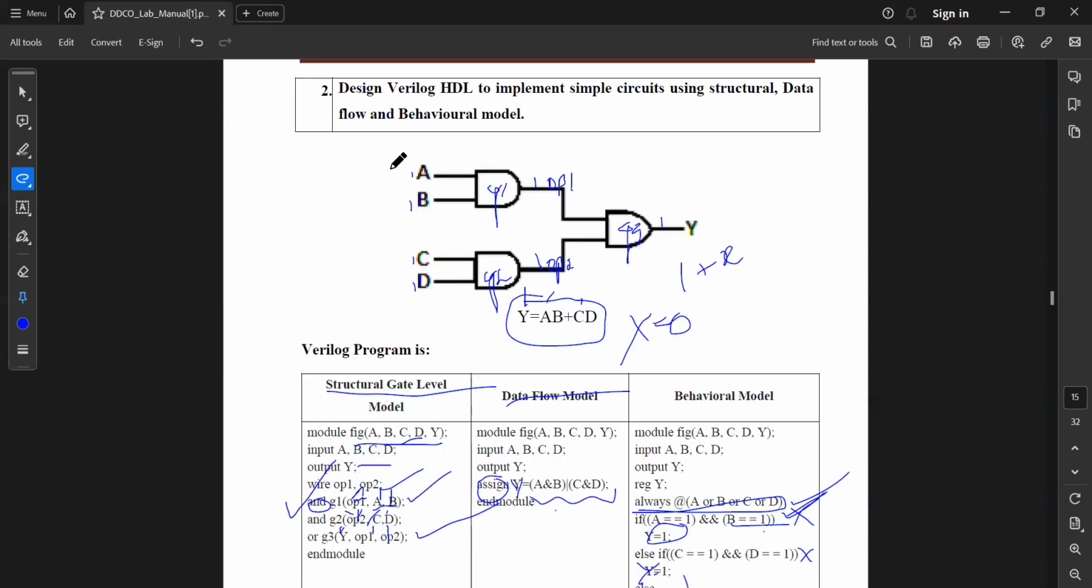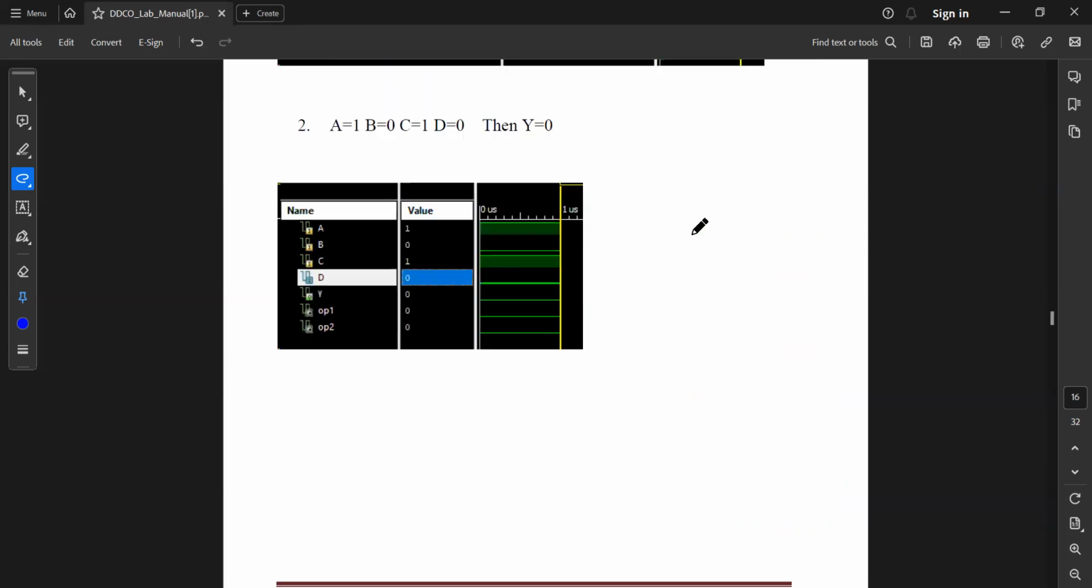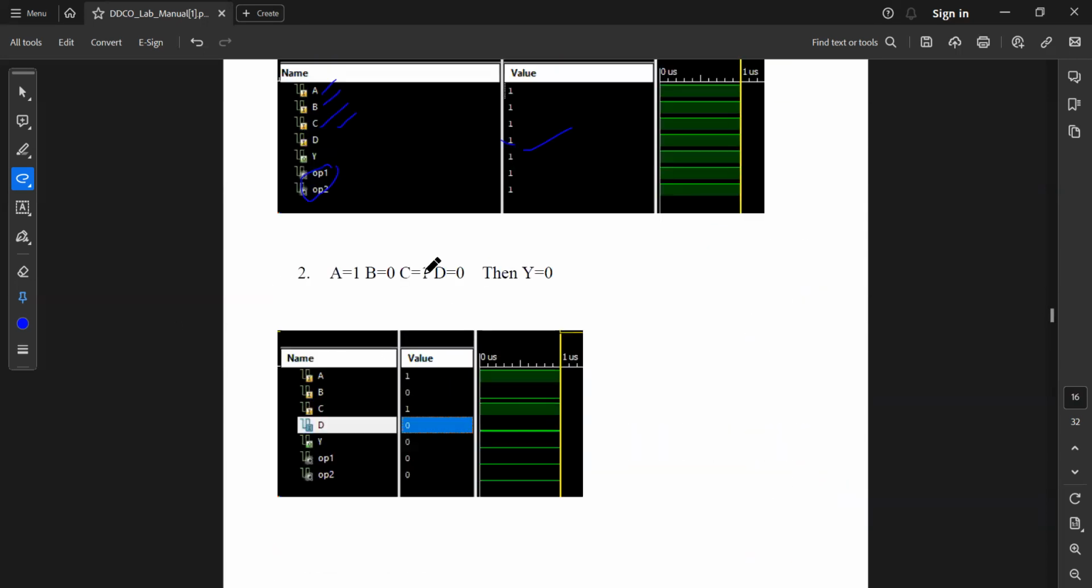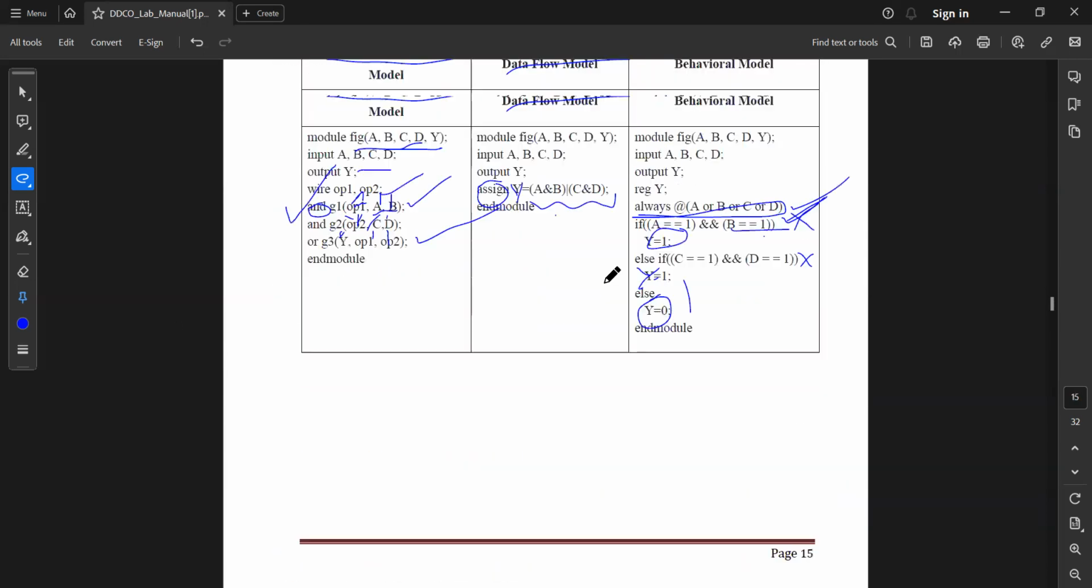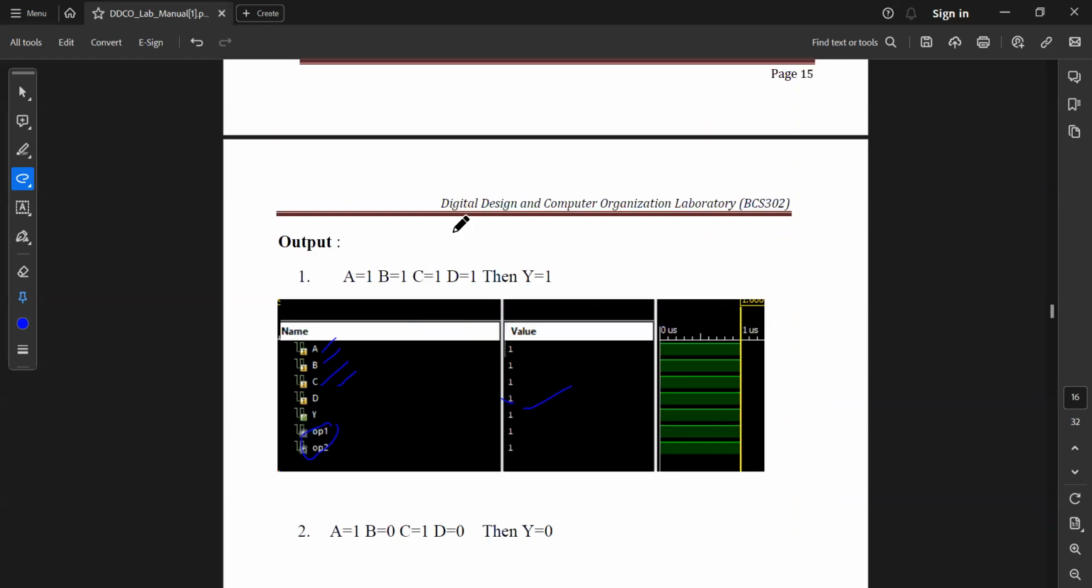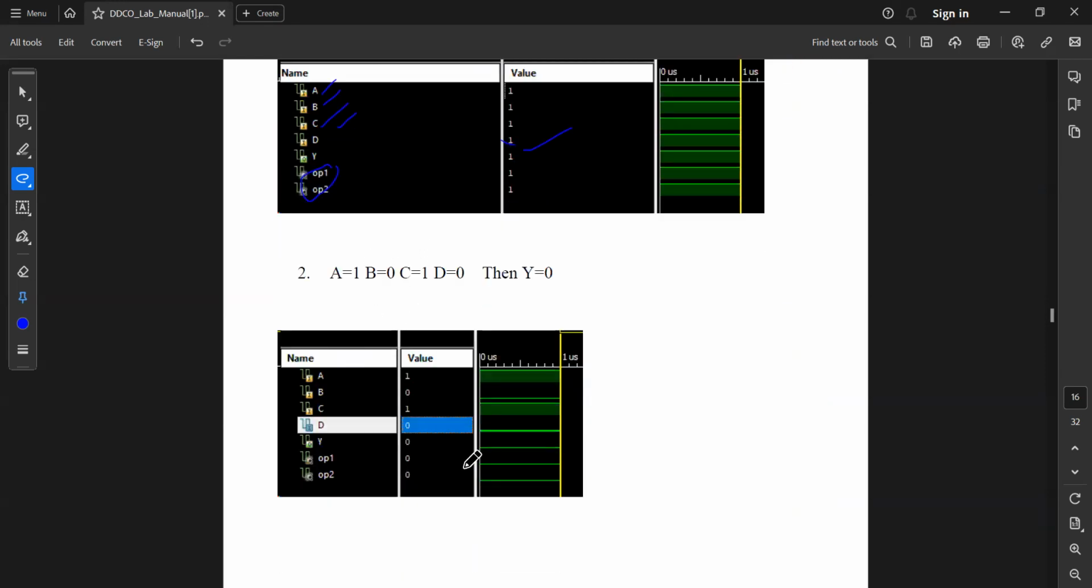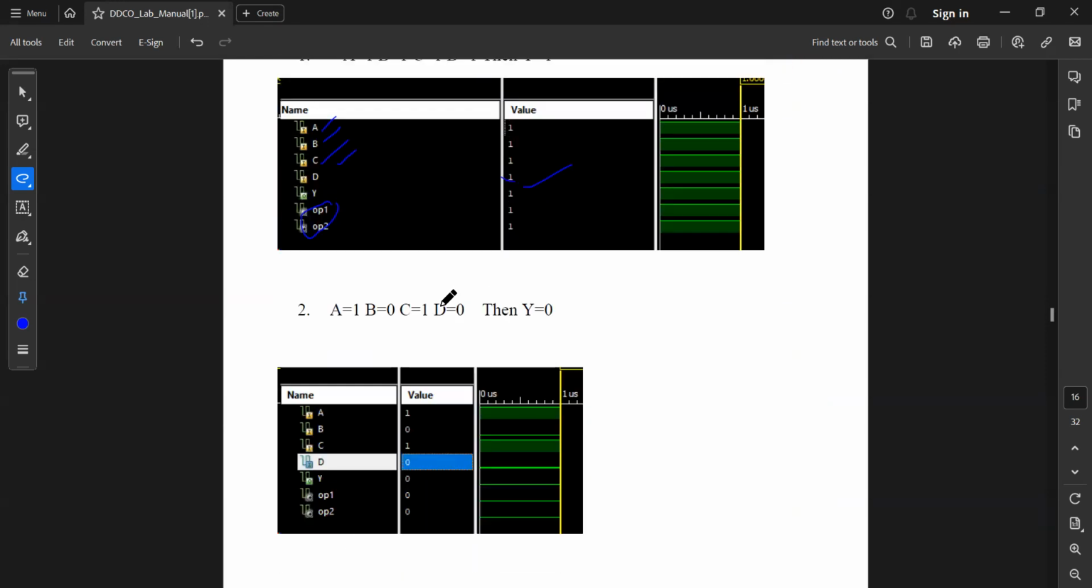Let's consider some other kind of inputs. Let's assume A as 0, B as 1, C as 0, and D as 1. 0 into 1 is 0. And again C into D, 0 into 1 is 0. 0 plus 0 is 0. Output should be 0. That's here. A is 1, it's reversed. Both are the same. If one of them is 0, then the output will be 0. That's it, nothing else.